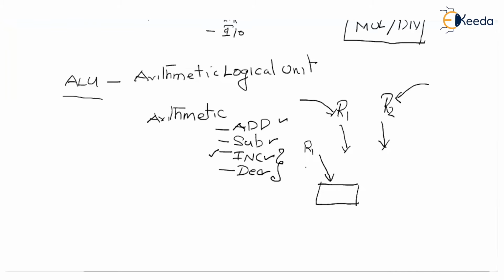And one more thing is, this incrementing can be performed by the ALU automatically. In order to perform the incrementing, the ALU doesn't require a second operand. So for that reason, we are going to add the operations such as incrementing and decrementing to the arithmetic unit.